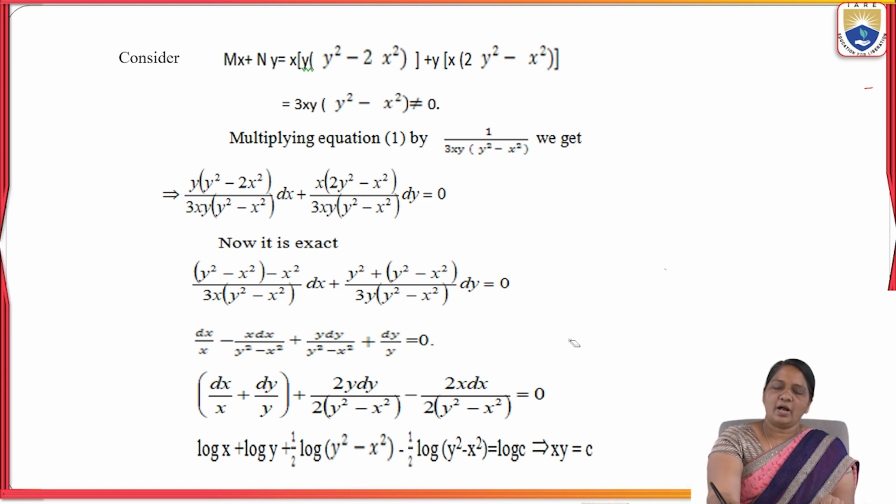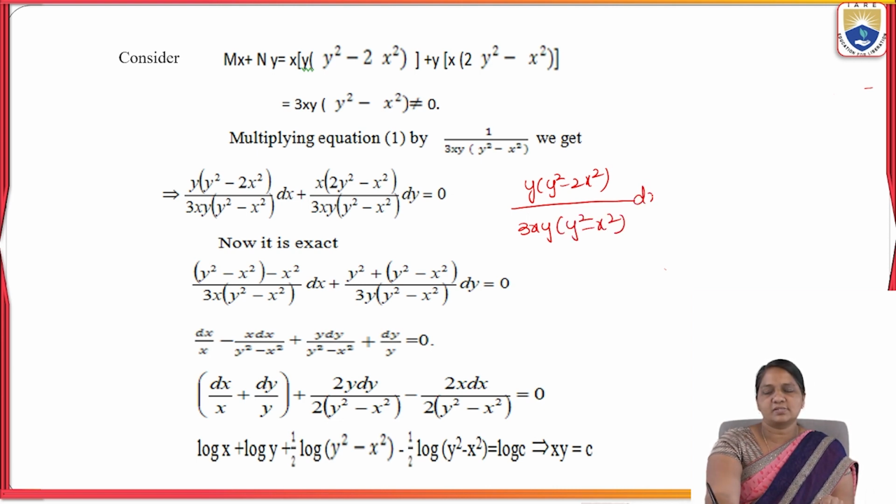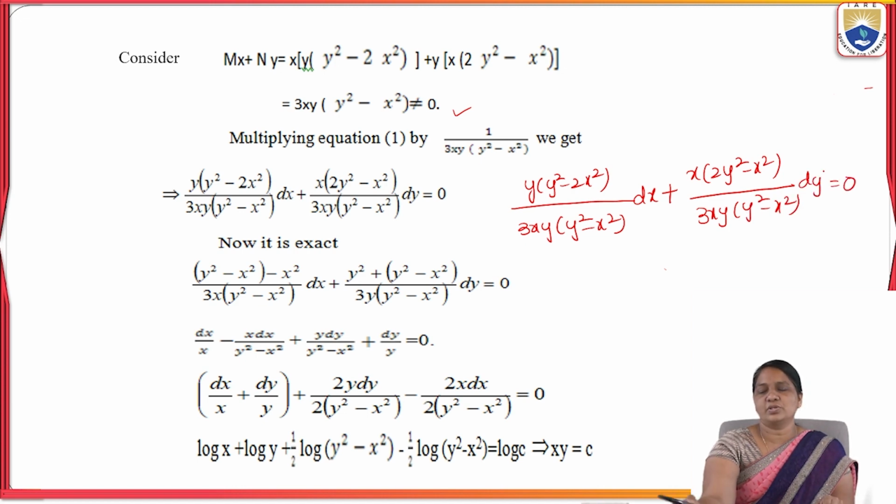So now I am multiplying the given equation with the integrating factor here. So what is the given equation? Y into y square minus 2x square by 3xy into y square minus x square into dx plus, what is the n value? X into 2y square minus x square, multiplying with the integrating factor, that is 1 by 3xy into y square minus x square into dy equal to 0.